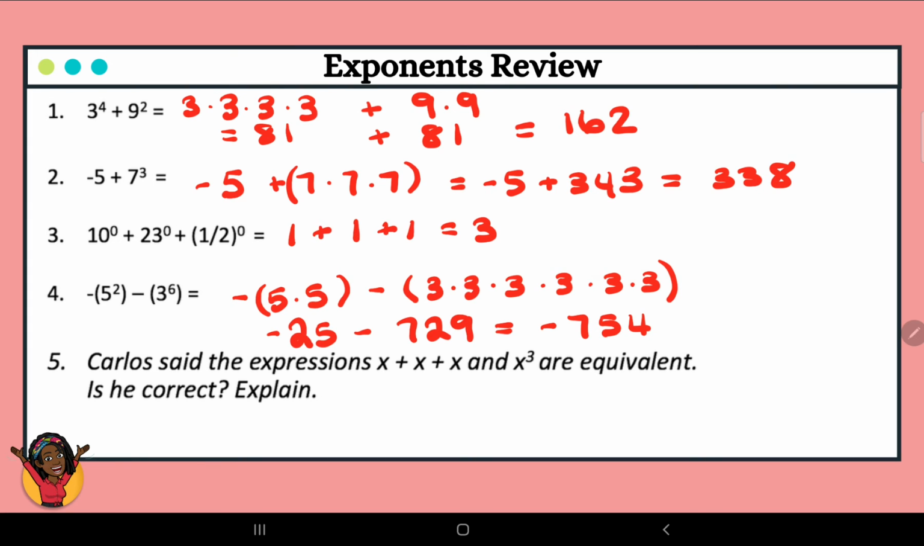Number 5, Carlos said the expression x plus x plus x and x to the third are equivalent. Is he correct? We know that when we are working with exponents, we're multiplying the base by itself the number of times expressed in the exponent. So x times x times x would be the expanded form of x to the third. Therefore, Carlos is incorrect, because x plus x plus x cannot be equal to x times x times x. One is addition, the other is multiplication.